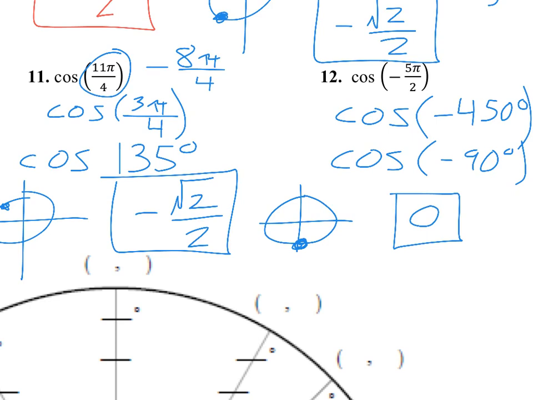Alright, so we practiced some cosine and some sine problems. If you're given tangent in your homework, just remember that tangent is y divided by x. So it's like doing two problems in one. You have to find both coordinates and take y and divide by x.